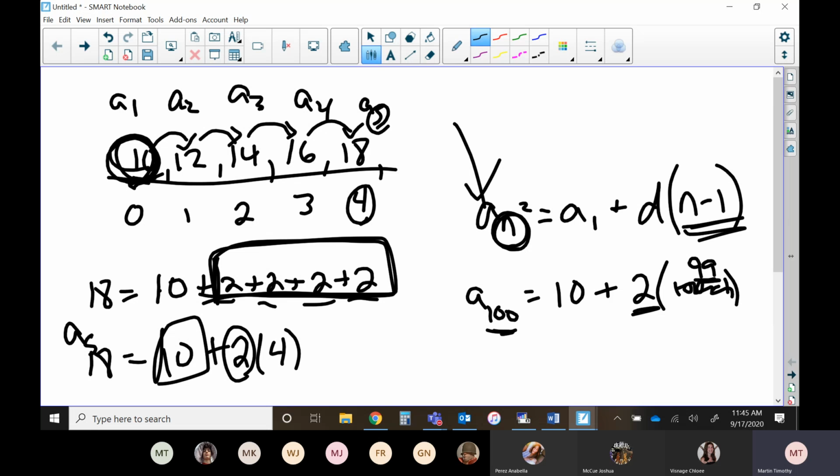That's where this formula came from. That is called the explicit formula.